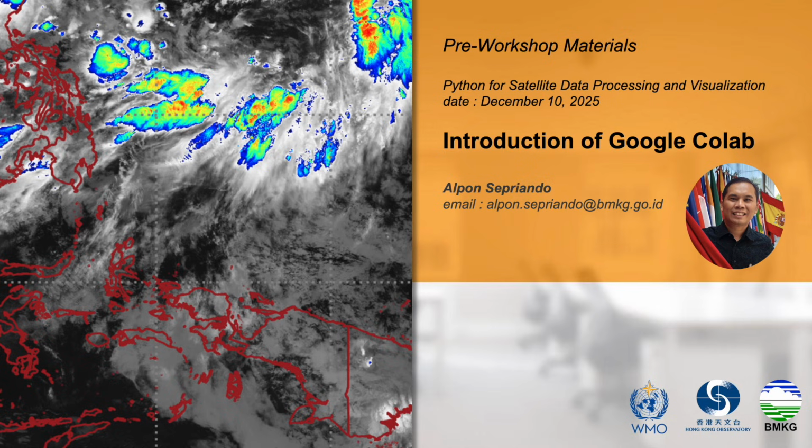By the end of this session, you will know how to open and navigate Google Colab, install library, connect Google Drive, download and access data, open notebook from GitHub, and use the AI assistant. Okay, let's begin.